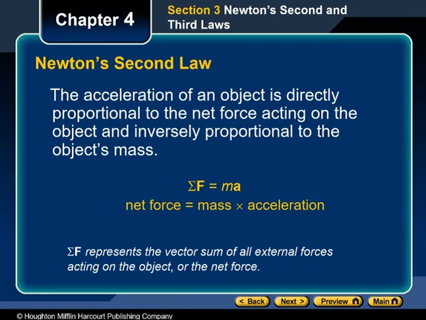In equation form, we can state Newton's law as follows. The sum of F is equal to ma. In this equation, a is the acceleration of the object, and m is the object's mass. Note that sigma, or that weird-looking E, is the Greek capital letter sigma, which represents the sum of the quantities that come after it. In this case, F represents the vector sum of all external forces acting on the object, or the net force.